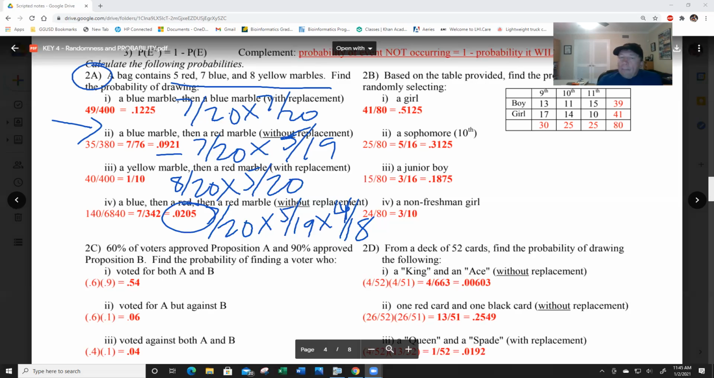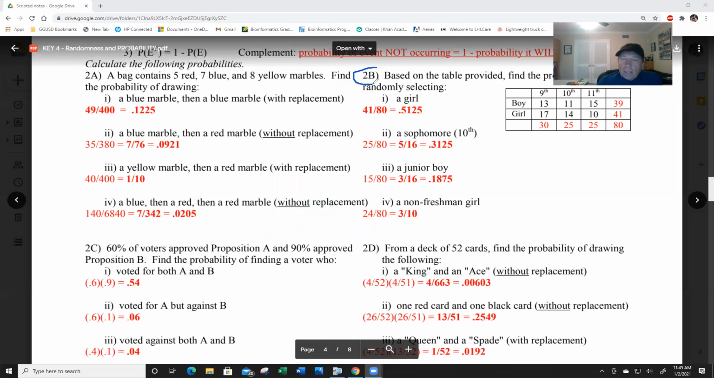Okay, sometimes you get tables, and you'll see that in B right here, you get some tables. Find the probability of representing a girl. All right, girls are right here. So that would be 41/80. So I'll set up for you there, no problem. Next one is a sophomore. That's 10th grader. So it's 25/80. Okay.